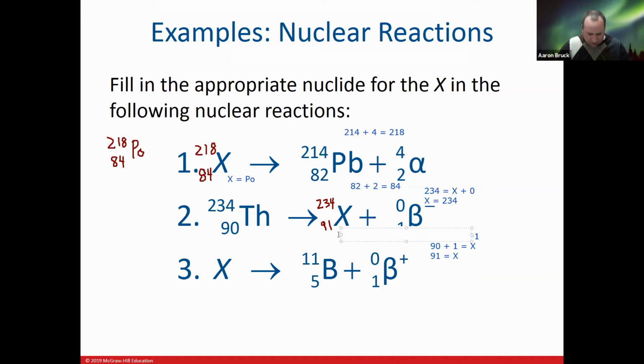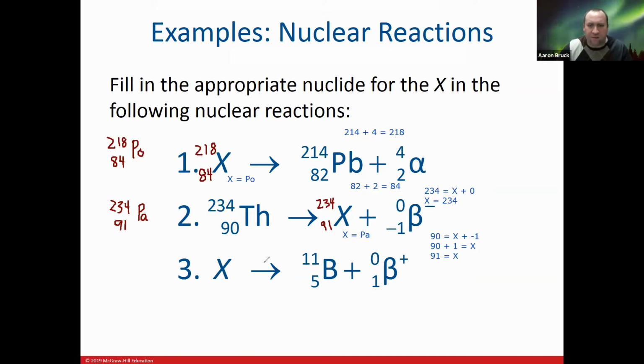Once again, I consult my periodic table. My periodic table tells me that element number 91 is Pa, protactinium. And so I could rewrite this again: 234, 91, protactinium, Pa, is my mystery particle.